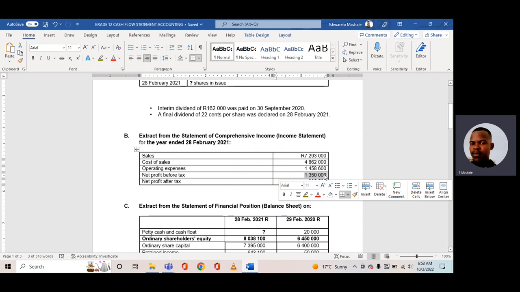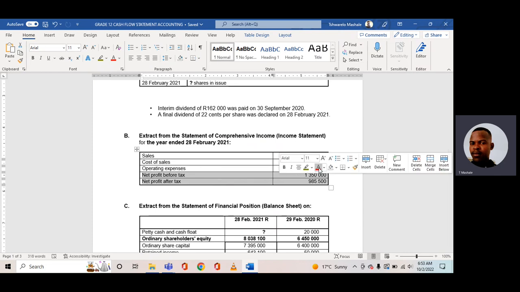The income tax. In most cases, they might give you an income tax percentage for you to calculate the income tax amount. Therefore, you're going to use this amount. And in some other activities, they will give it to you in this way. They give us the profit before tax, and they give us the net profit after tax. Therefore, now you know that something between these two amounts is your income tax.